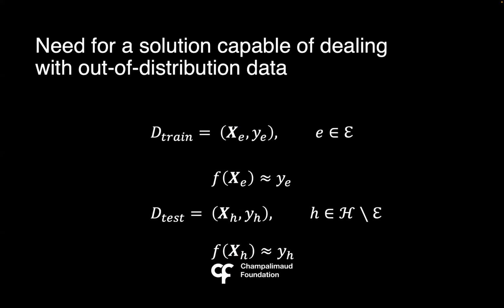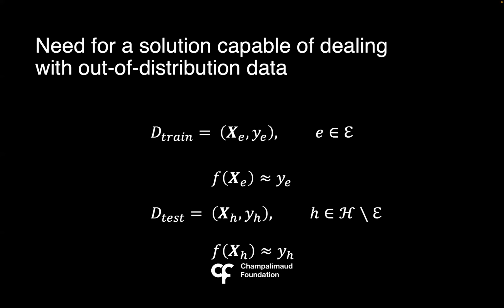So basically, and formalizing this a bit, if we have a training data set from a set of environments, we want to find a function that maps our covariates to our output. And we want that function to also be applicable to a domain test that has environments that were not part of the training. But this is easier to write here than to actually make it happen.